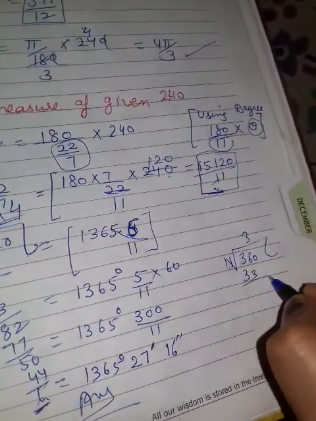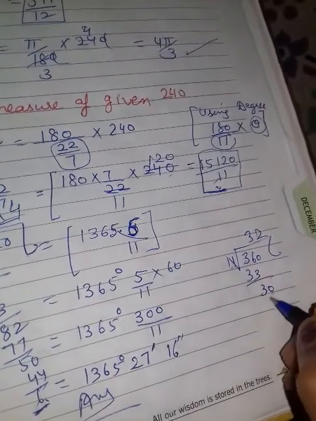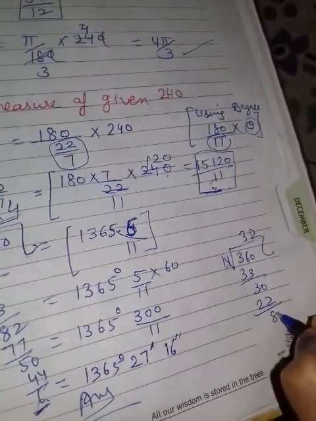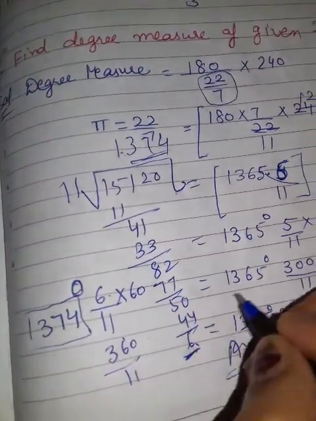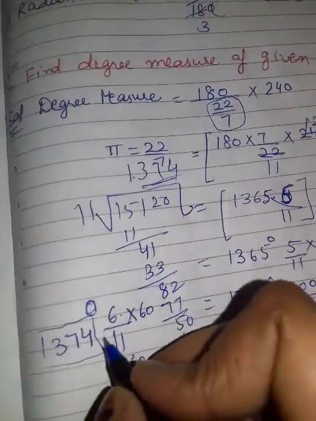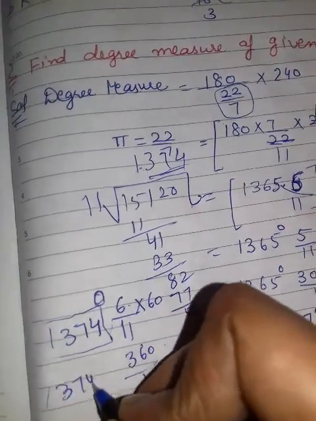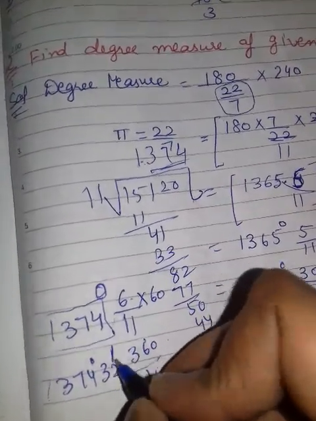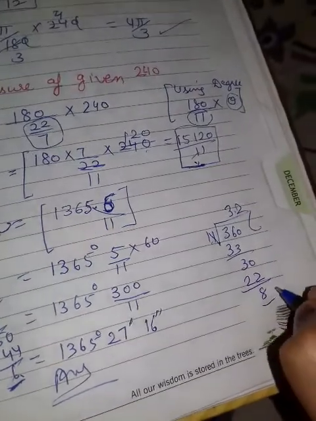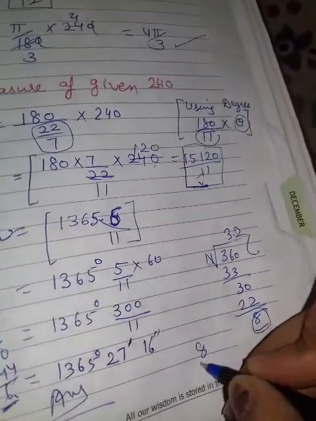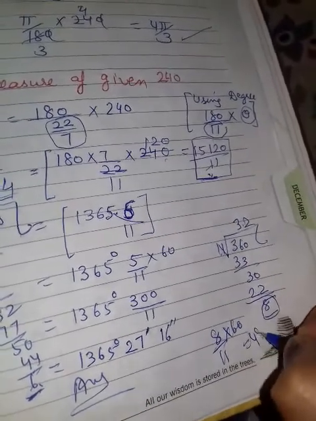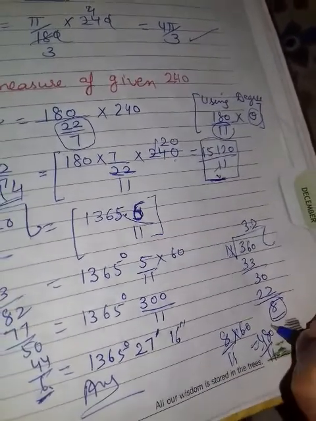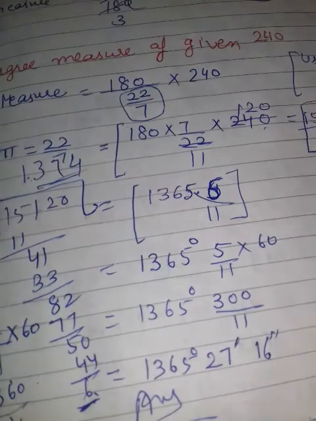Yes, 11 3s are 33, 11 2s are 22. Clear? 8 remainder. Now 32 will be kept as a minute. Now again what do you get? 8. Again you will multiply with 60, 480 upon 11. Now you again divide, that will be seconds.